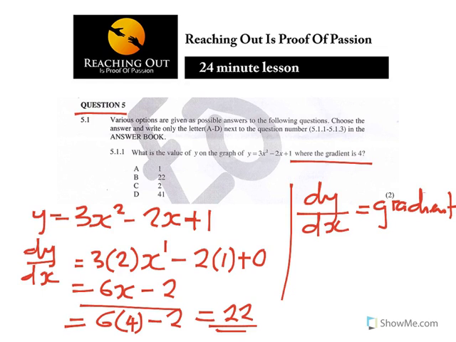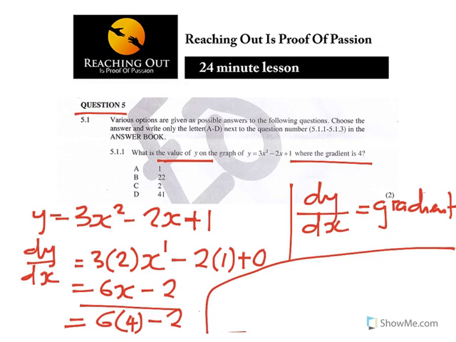Let's read the question again. What is the value of y? Now they want the value of y, not the value of the gradient. So 22 is not our solution in this case, but we need the value of y. That's where, as I said, these questions sometimes become tricky. So now let's go for the value of y. Now we know our gradient is 6x minus 2, and we got 22 previously when we put in dy over dx. Now what they need is the value of y.